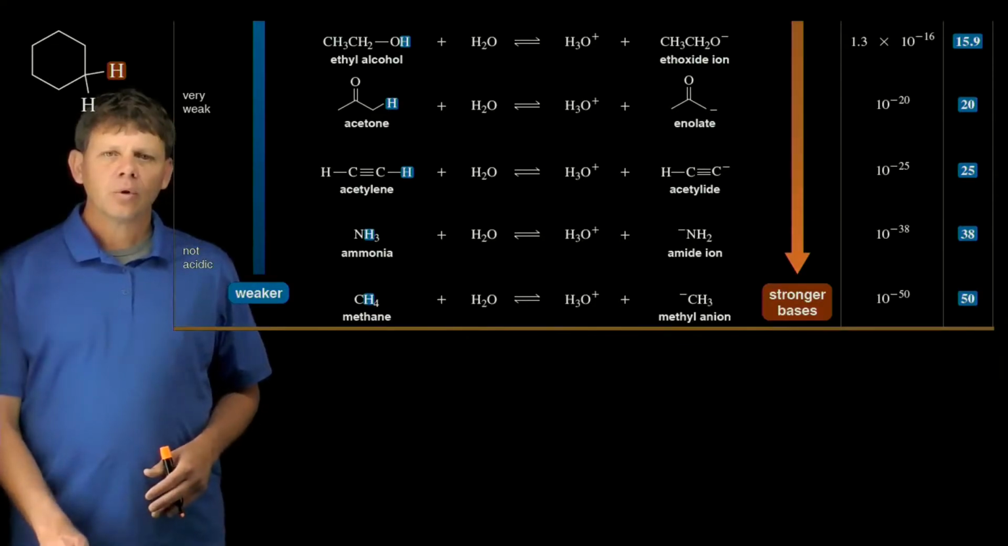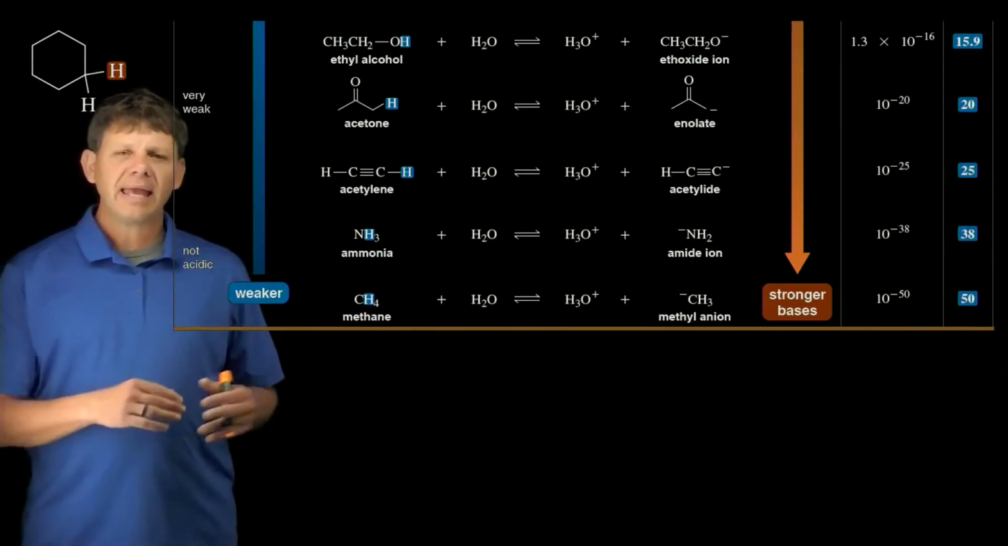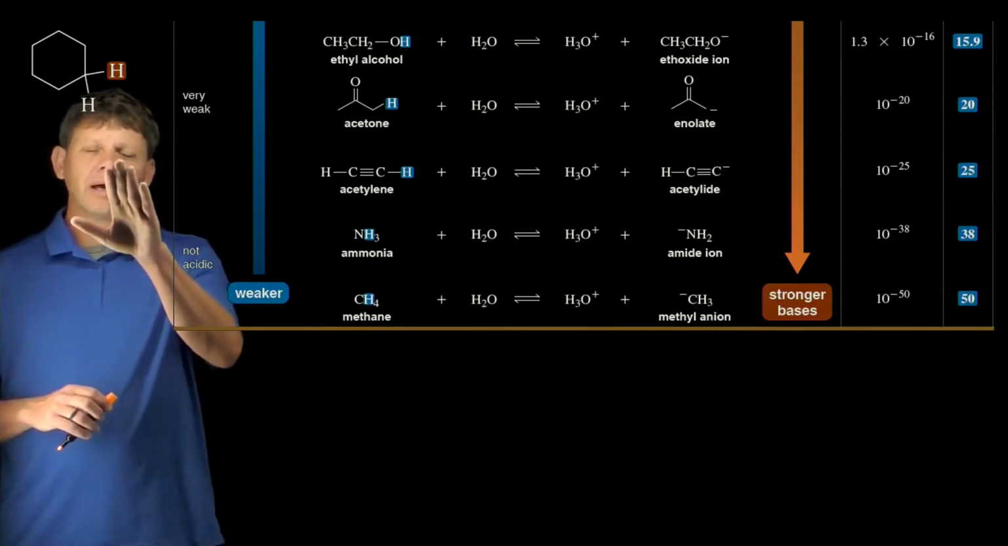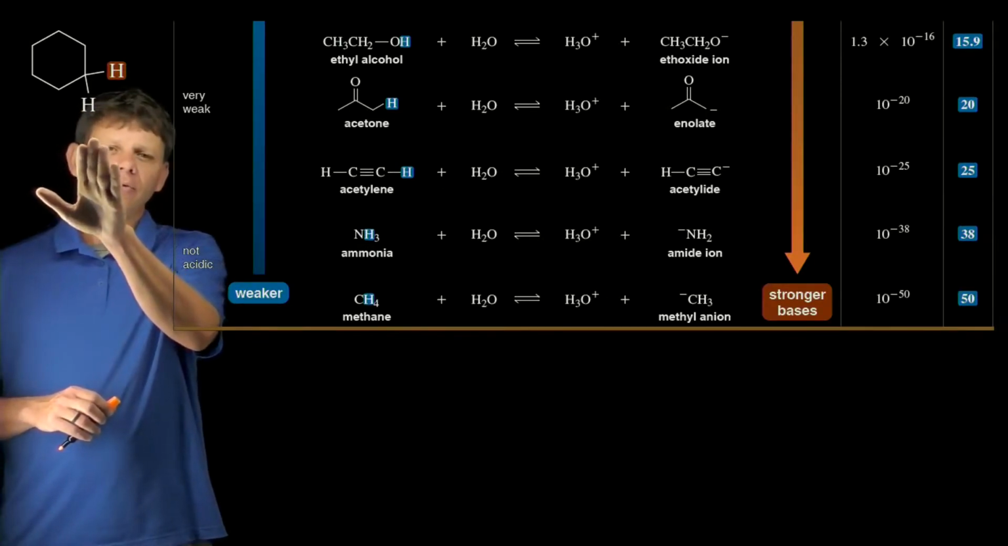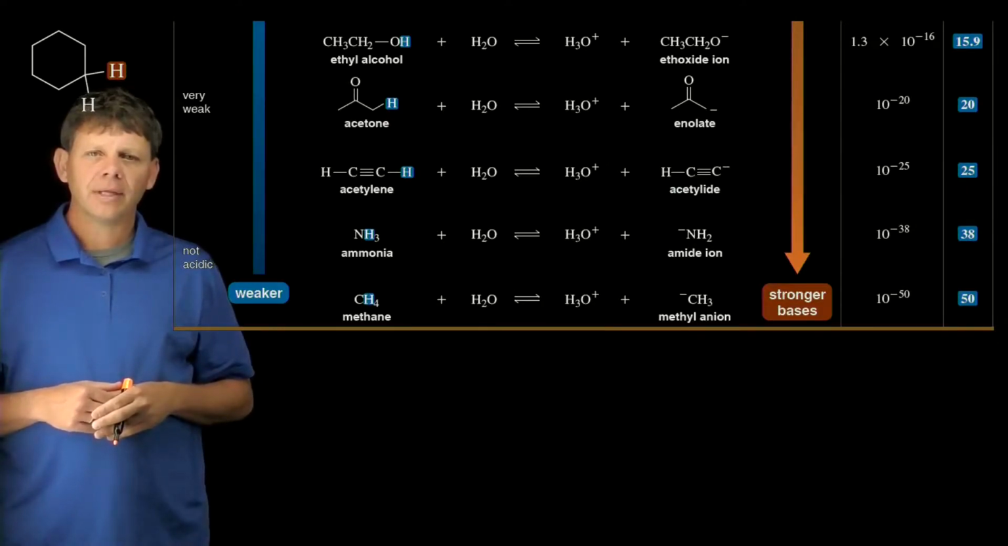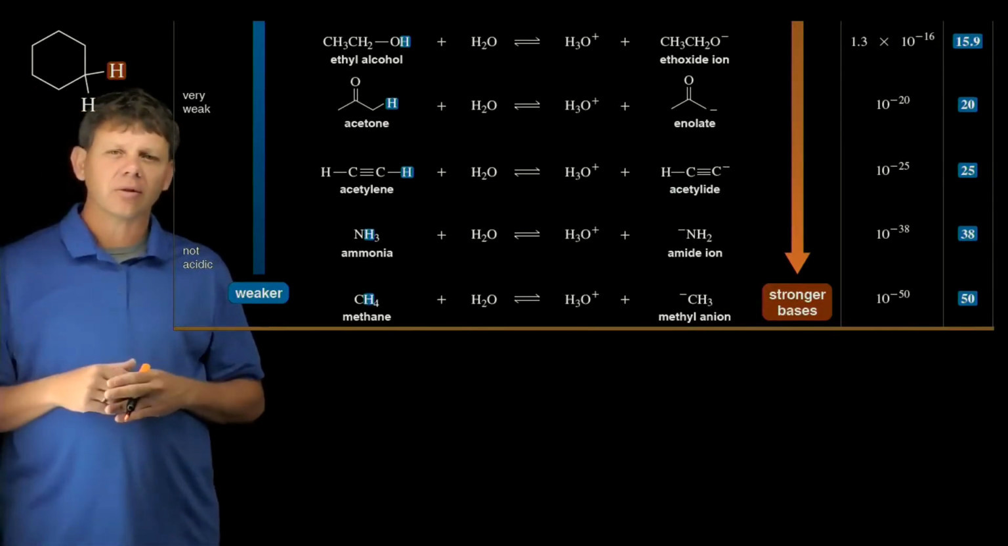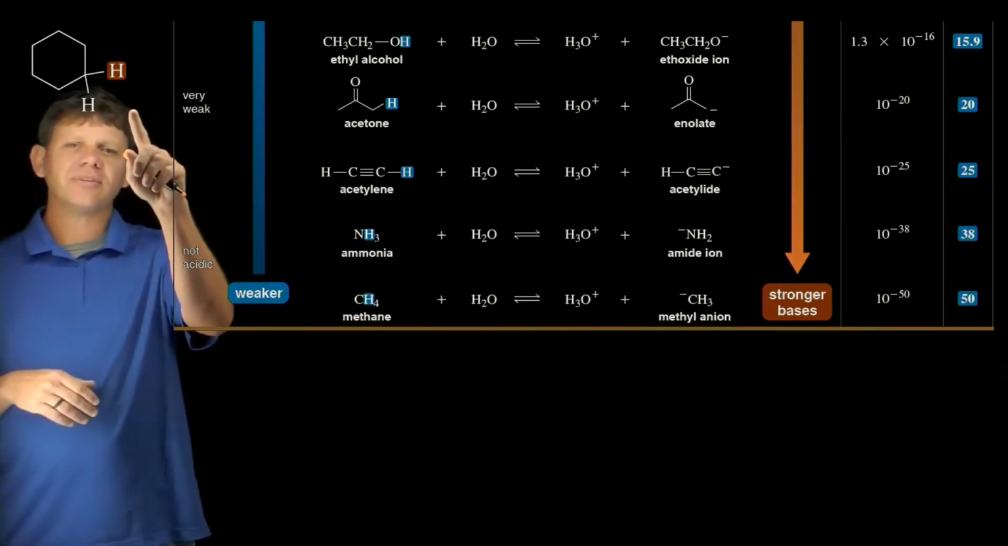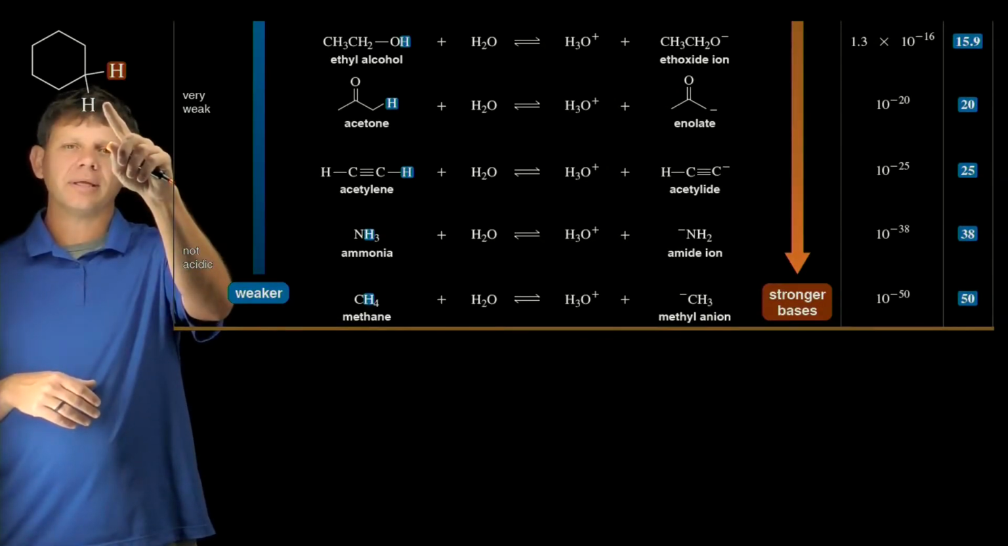In this assessment, we're asked to use our pKa table to assign a pKa value to a compound that is not exactly represented by the table. We'll do this for the molecule cyclohexane. Now, the most acidic proton is indicated, this one here.